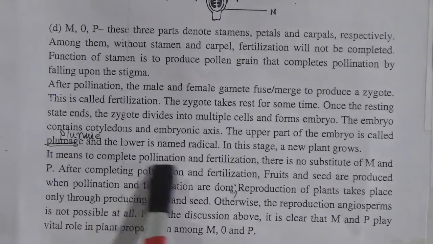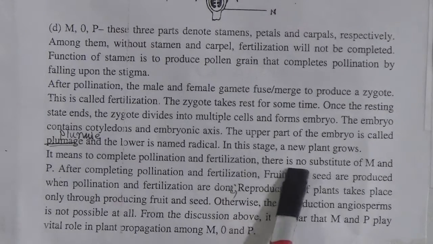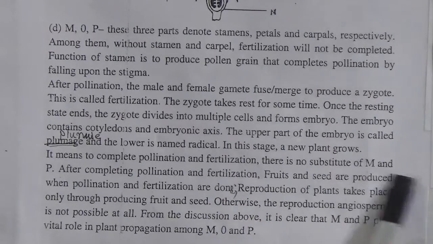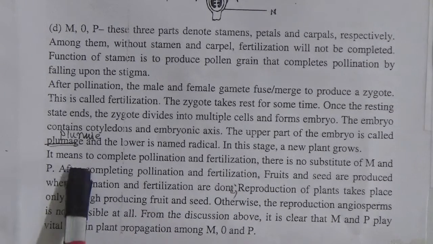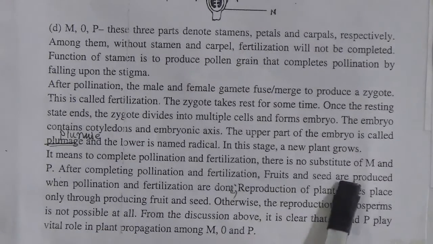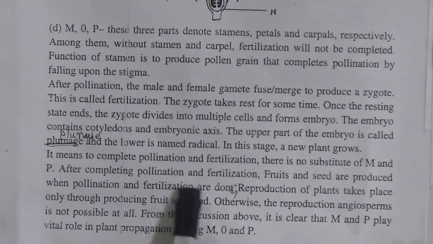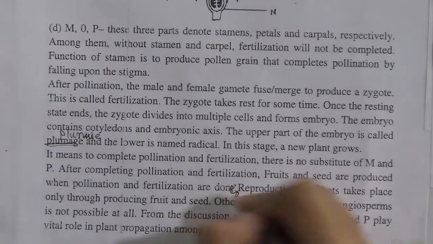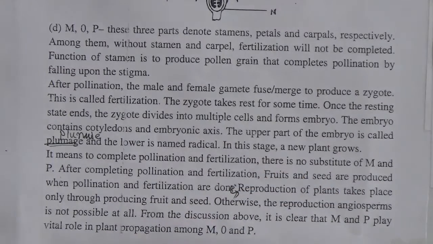It means that to complete pollination and fertilization, there is no substitute for M and P. After completing pollination and fertilization, fruits and seeds are produced. When pollination and fertilization are done, there will be an E done. Reproduction of plants takes place only through producing fruits and seeds. Otherwise, the reproduction of angiosperms is not possible at all.